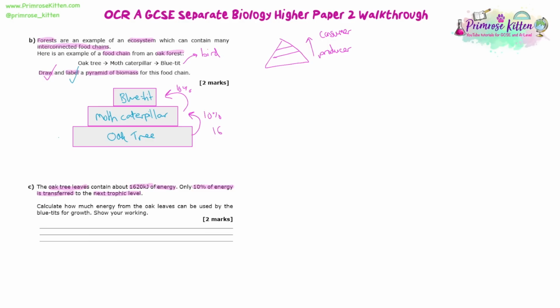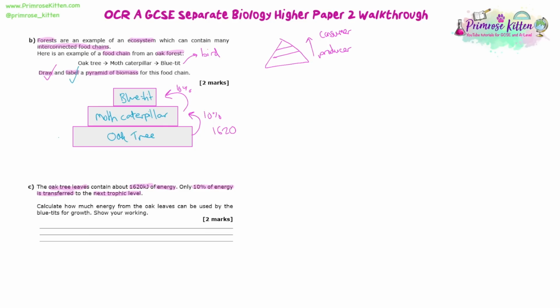So if only 10% of the energy in the leaves is available to the moth, then only 10% of the moth energy is then available to the blue tips. So we just need to decrease it by 10% twice in order to get how much energy would be left over for the blue tips. So what's 10% of 1,620?